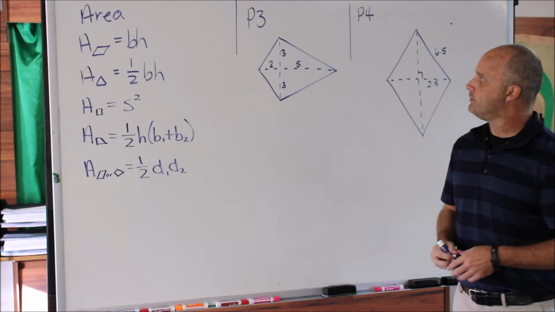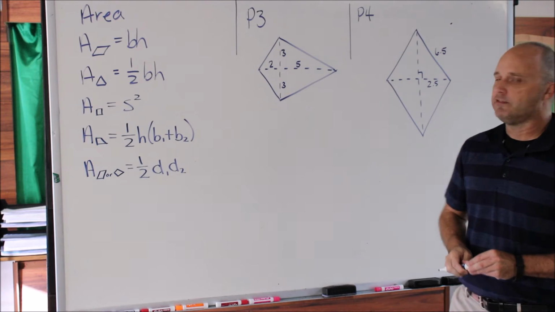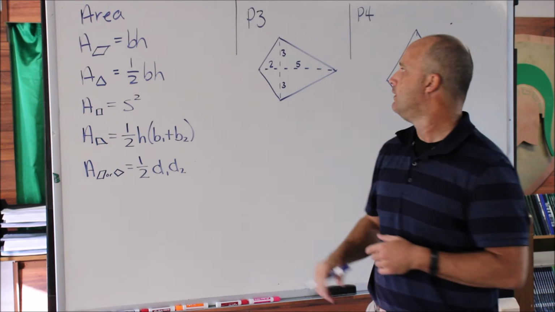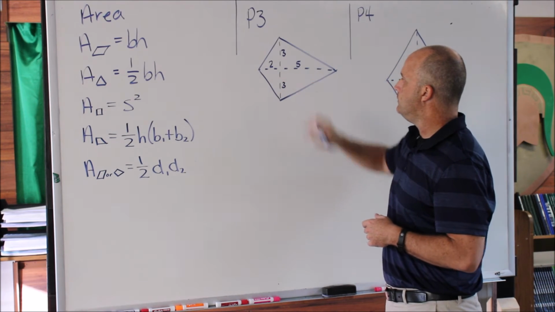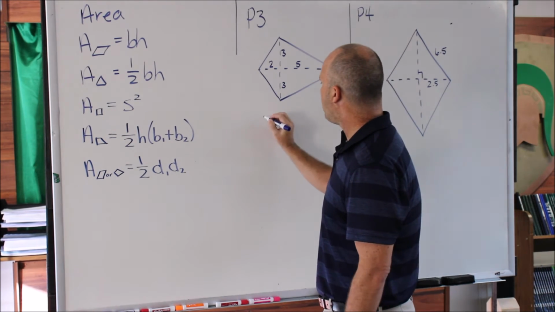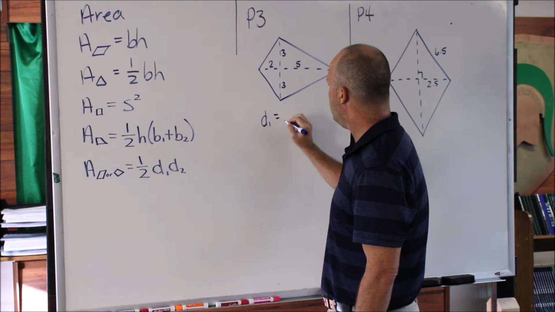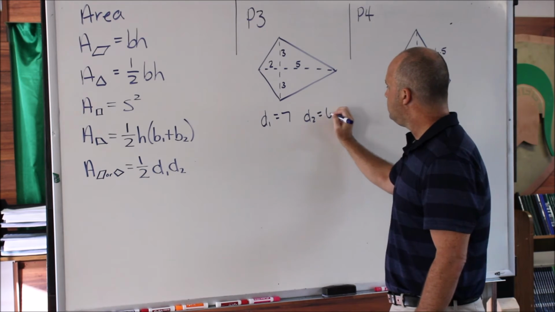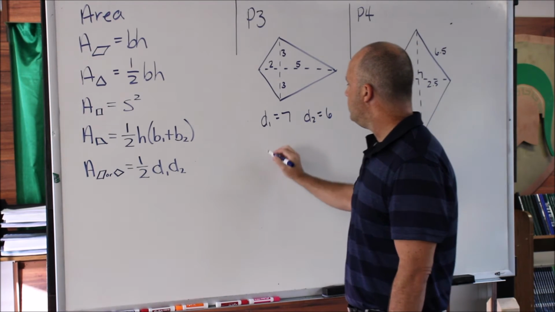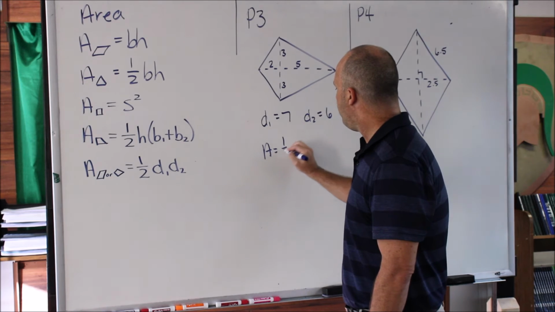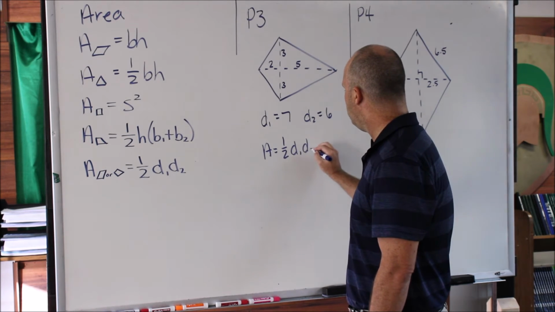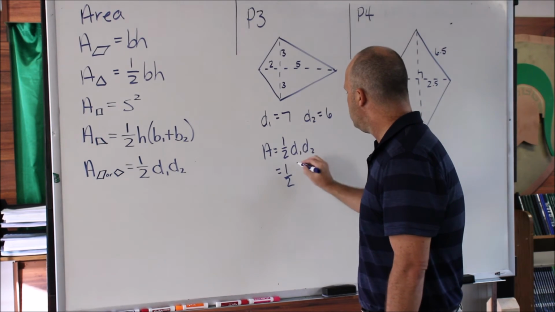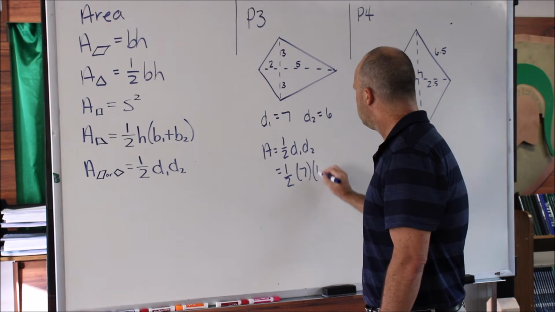So if we look at this kite that we've got here, we can see that all of the segments of the diagonals have been labeled with measurements. So we've got a 3 and a 3 and a 2 and a 5. So that means that our long diagonal, we'll call it diagonal 1, is 7, and our short diagonal is going to be 6. So now we can fill in for our formula, 1/2 d1 times d2. So 1/2 of 7 times 6.